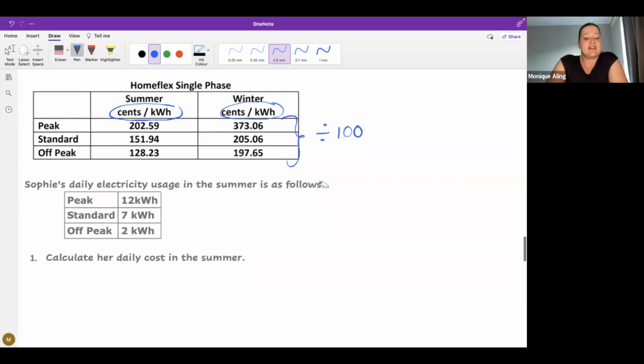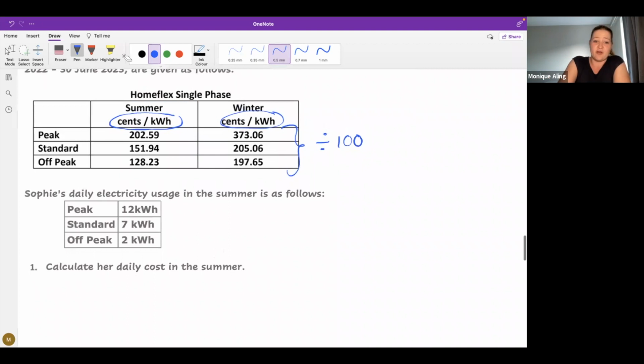So looking at the question, it says Sophie's daily electricity usage in the summer is as follows. So important information is summer. Okay, and they tell you how much she uses during the peak time, standard time, and off-peak time. Because remember, each of those times have a different charge.